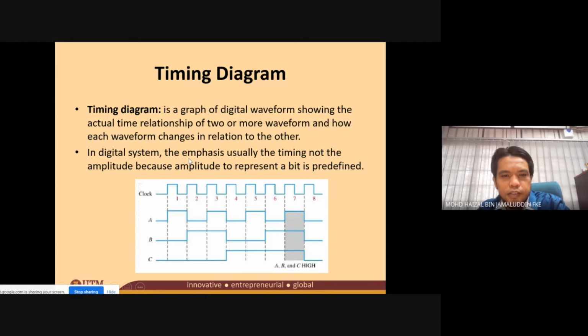In a digital system, the emphasis is usually on the timing, not the amplitude, because the amplitude to represent a bit is predefined. The timing of when the change happens is important, because we only have two values, 1 or 0. Normally the amplitude value is already predefined.